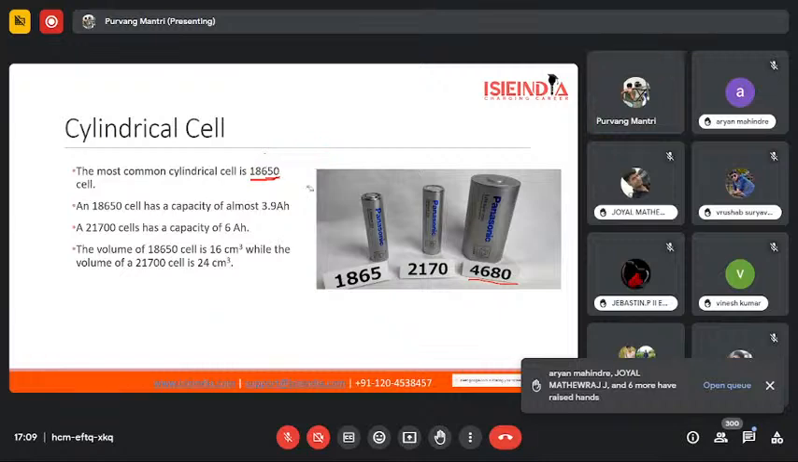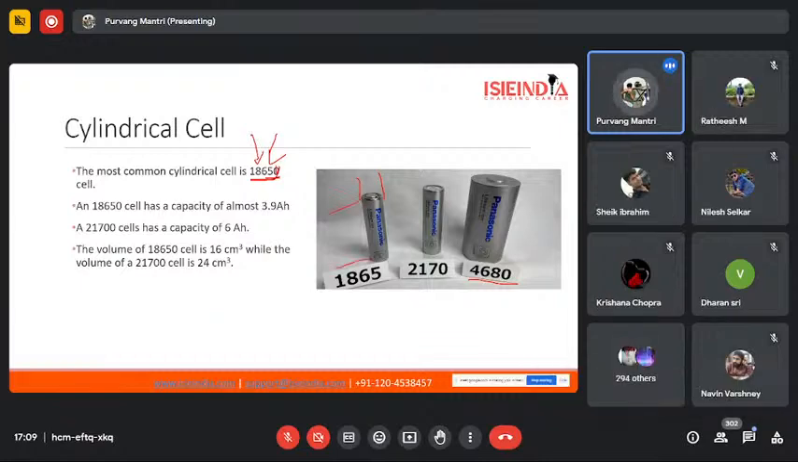Yes, sir. Okay, good. So in a cylindrical cell, the first two digits define its diameter. So in this cell, 18 mm diameter is the first two digits of the nomenclature, and 650 would define its length. But don't consider the last zero, because the length would be just 65 mm. Or height, you can say height. So this height would be 65 mm and the diameter would be 18 mm.